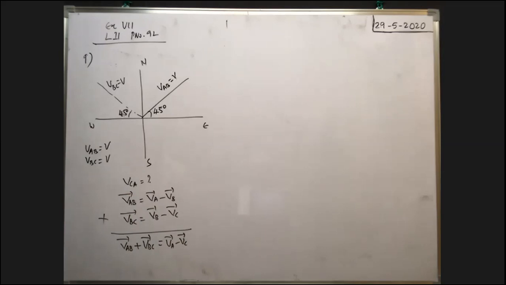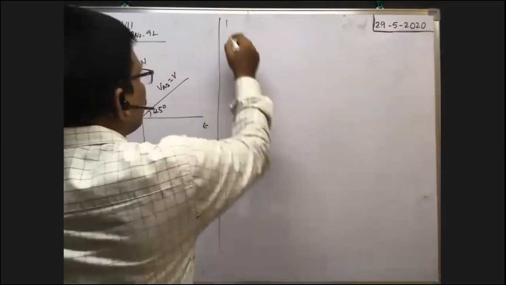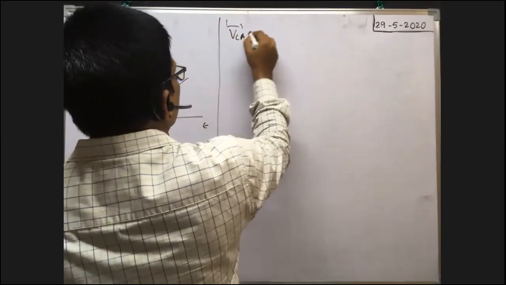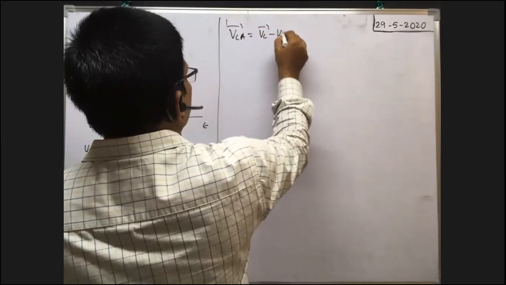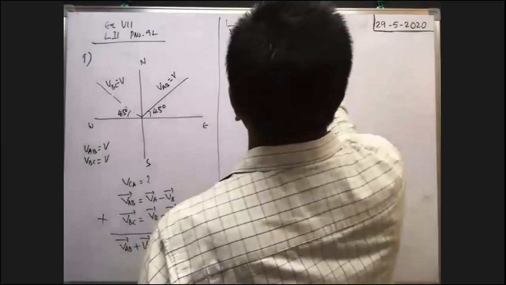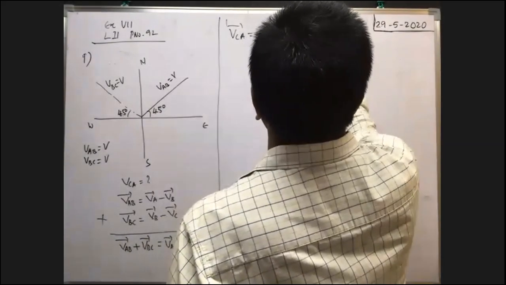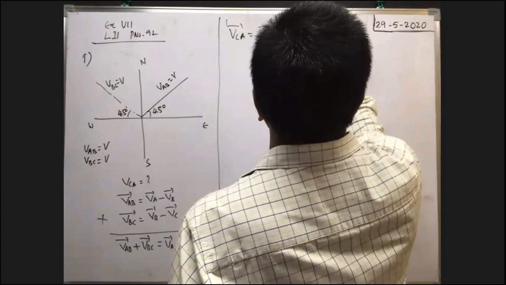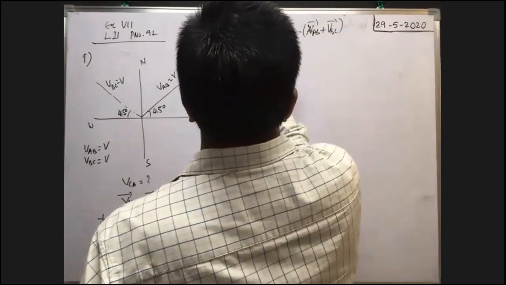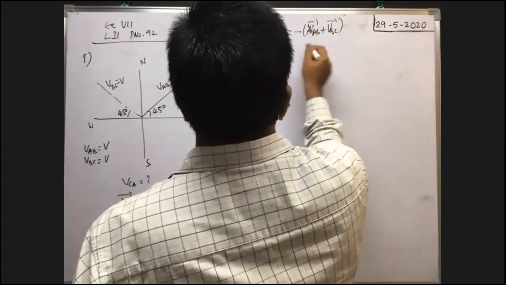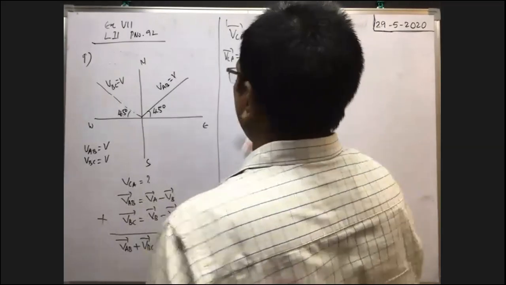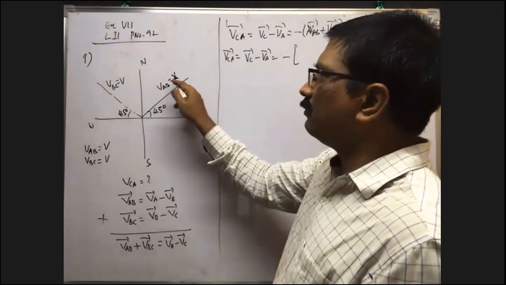They asked velocity of C with respect to A. Therefore, VCA bar is equal to velocity of C minus velocity of A. That means here we have to take the minus common. VC minus VA means you will get minus of VAB bar plus VBC bar. Now we substitute. VCA bar is equal to minus of, what is VAB bar? VAB magnitude is V.